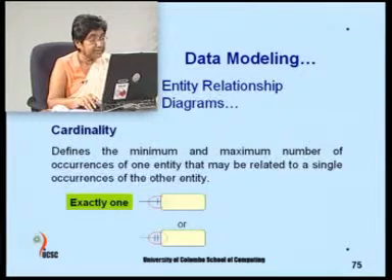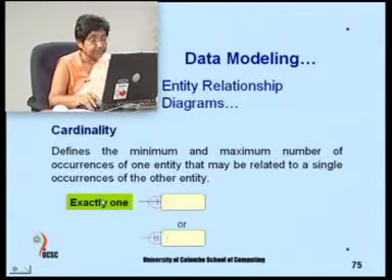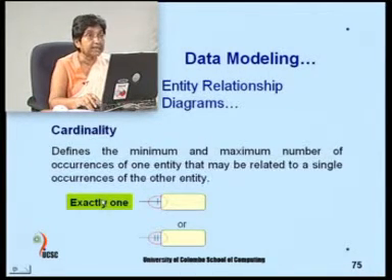So let's look at it again. It defines the minimum and maximum number of occurrences of one entity that may be related to a single occurrence of the other entity. Now we can show this by this, in the line you cross it like this, that shows exactly 1, or it can be shown by this kind of double lines crossing the line. So that shows exactly 1, that is not 1 or more, but only 1 and only 1 occurrence.